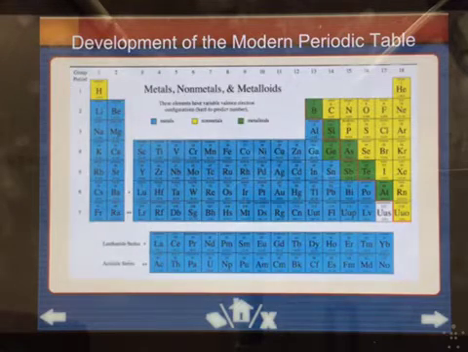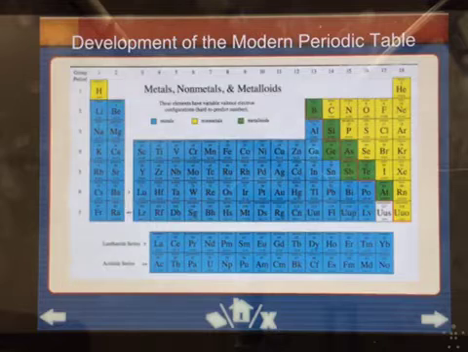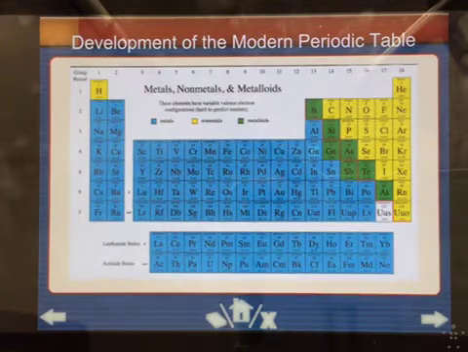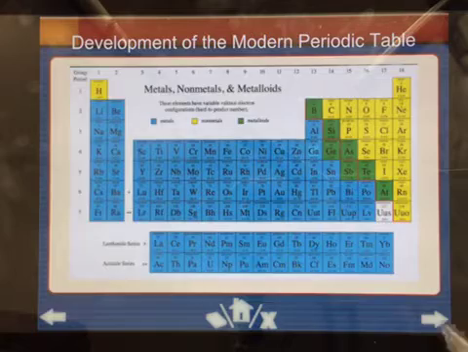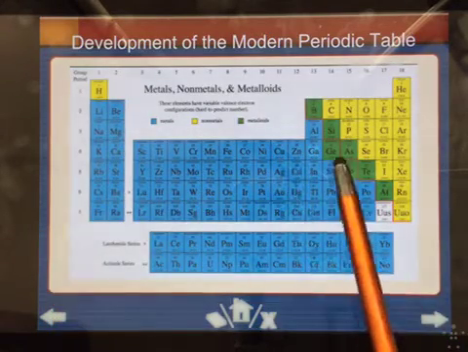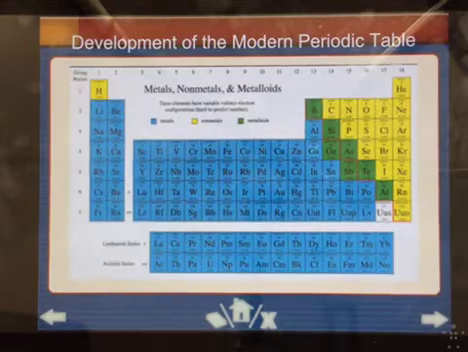If I were you, I would definitely take note of these elements that are metalloids. If you know which ones the metalloids are, the metals and nonmetals are easy to identify, because if I know which ones these are, then I know everything to the left of that is going to be a metal, and everything to the right is going to be a nonmetal.